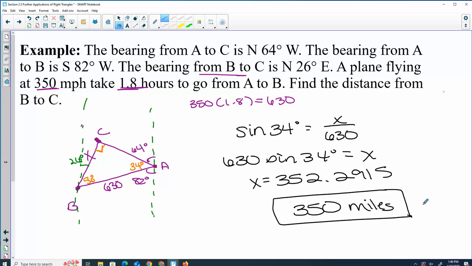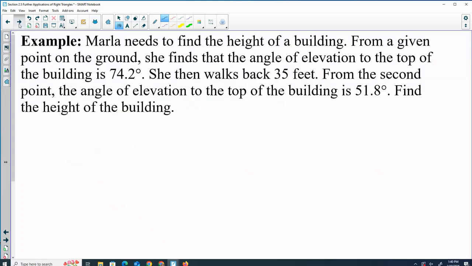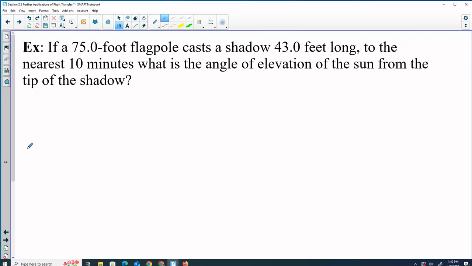Have I lost you? I'm going to jump around a bit today. I'm going to do this section today and tomorrow, so I think I want to go to this example. So it's on the back, second example on the back of your handout.